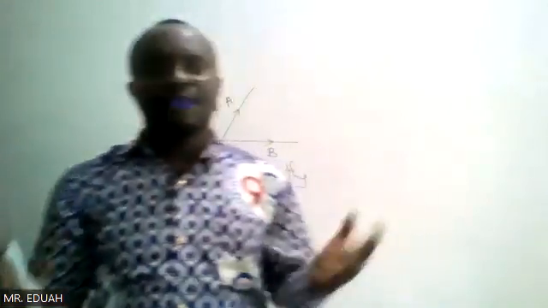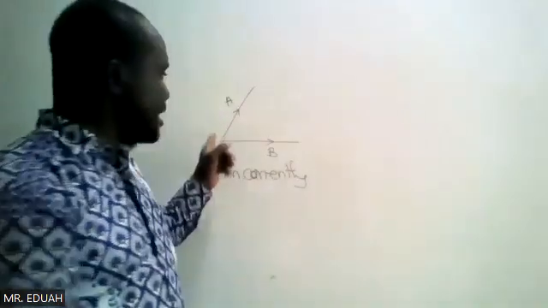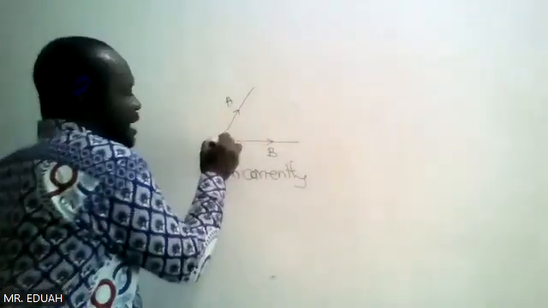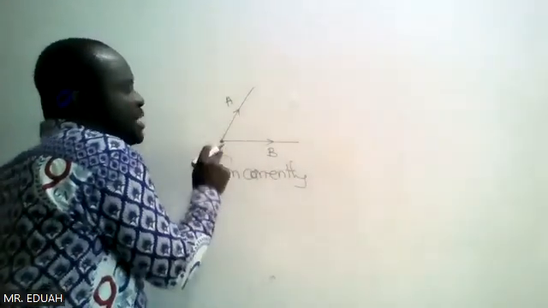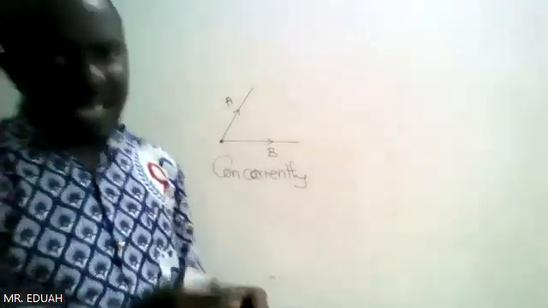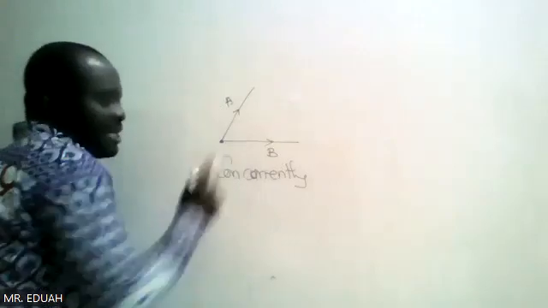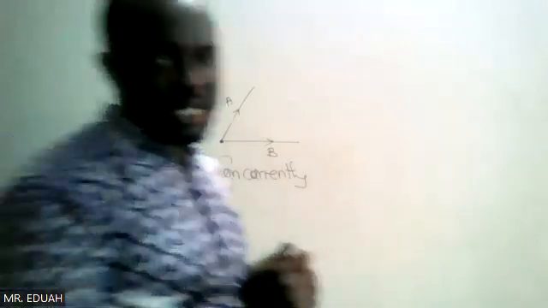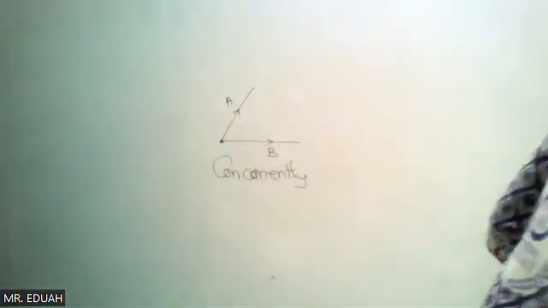Concurrent vectors are vectors that occur or act at the same time, concurrently. While A acts at this point, B acts at the same point at the same time. Hence, we say A and B are concurrent forces or vectors.